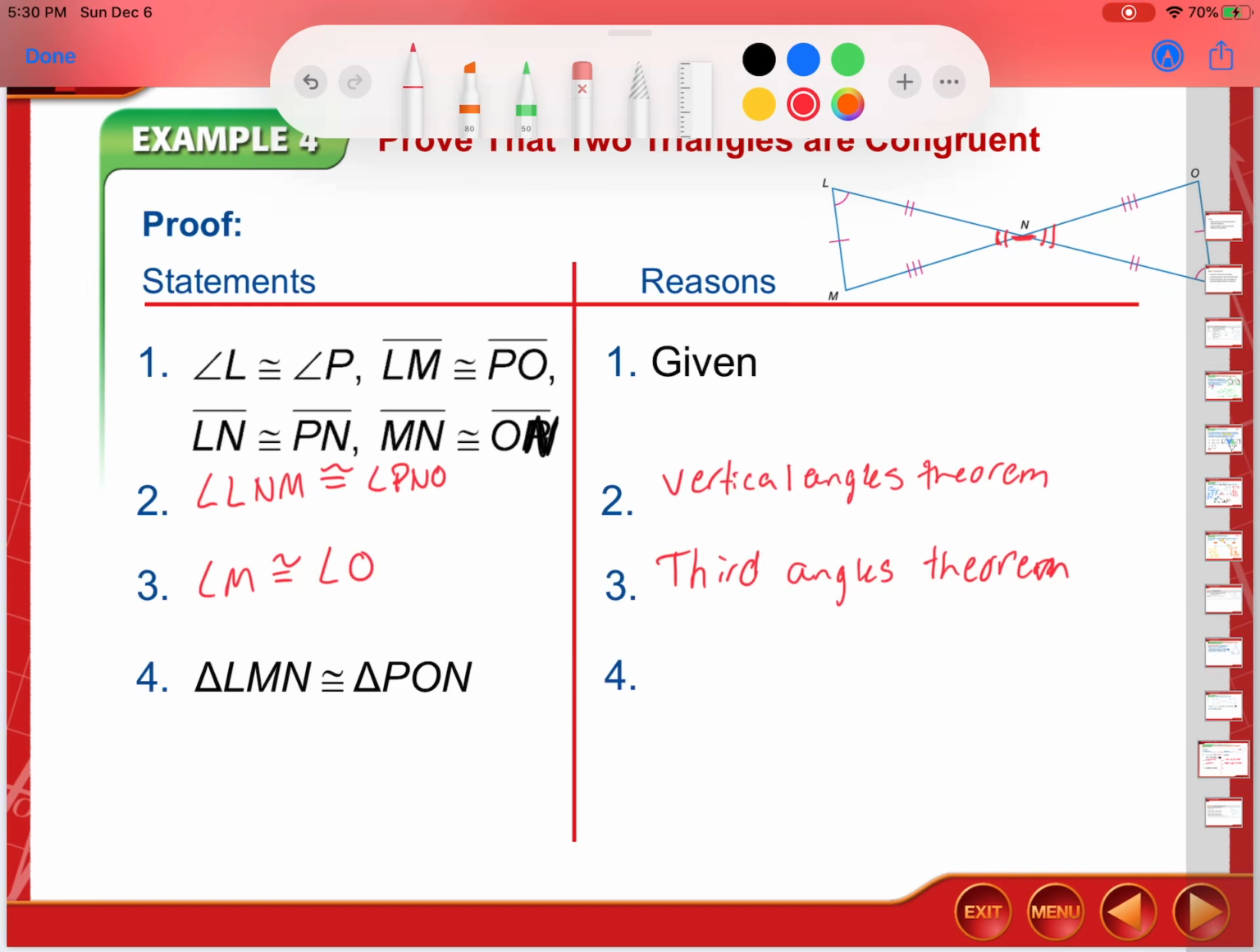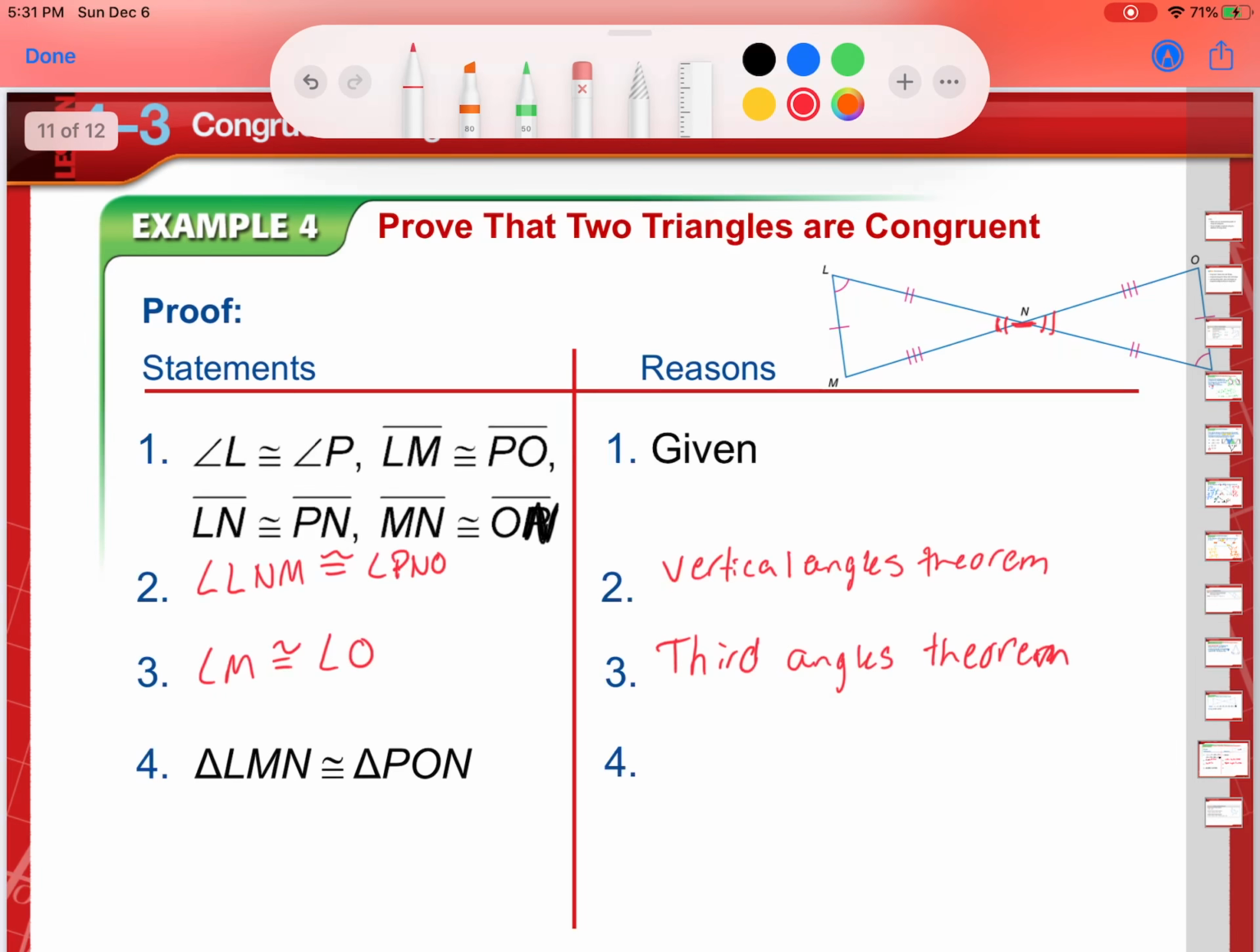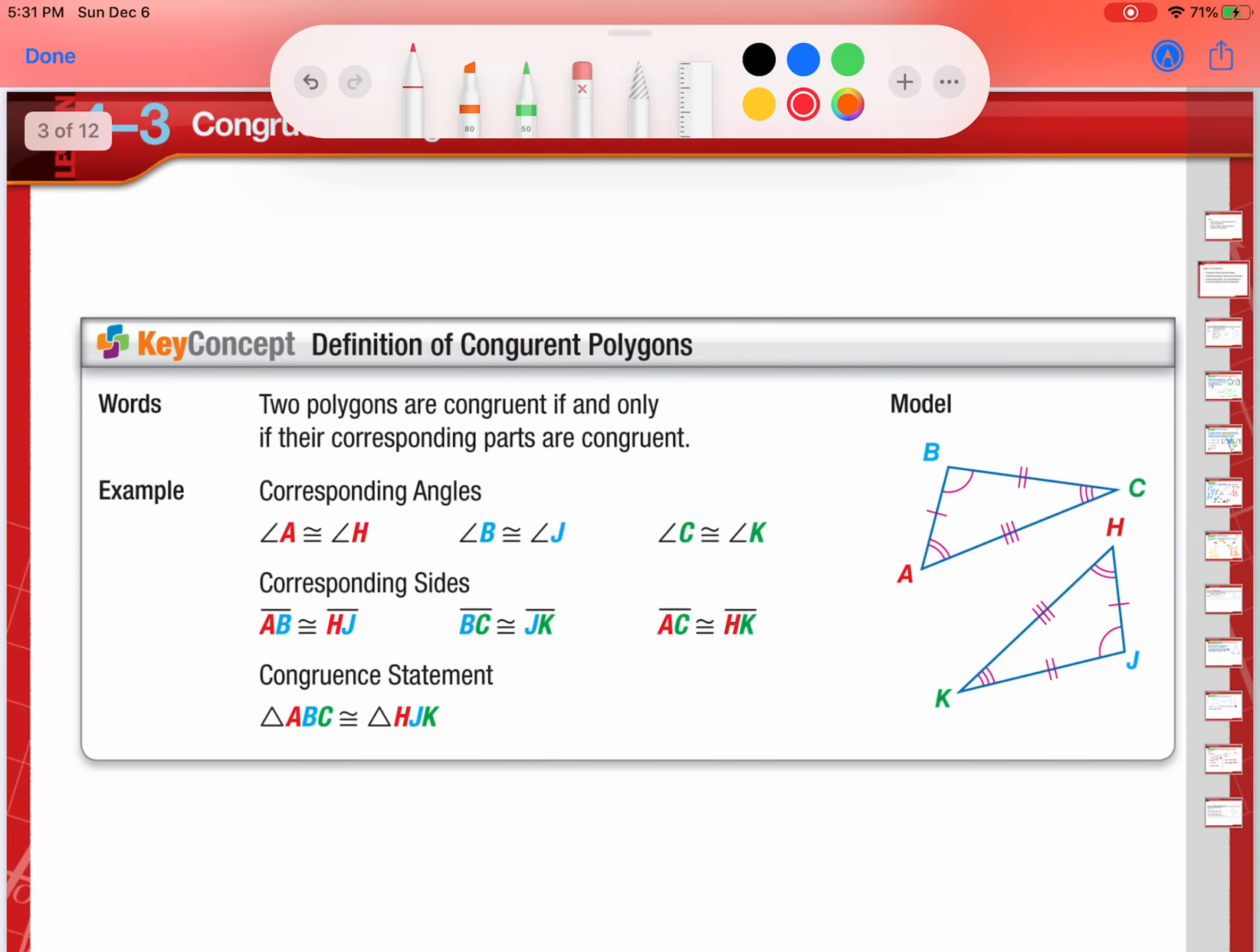Okay, so now what we've done is we've proven that all the sides and all of the angles are the same. So you might be wondering, if we've already proved all of that, what's our reason for the last step going to be? Well, it's something that we haven't gone over yet, but we're about to.